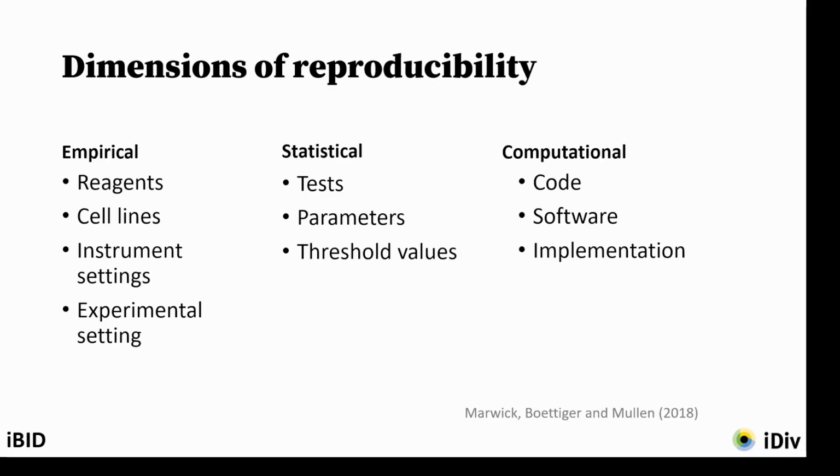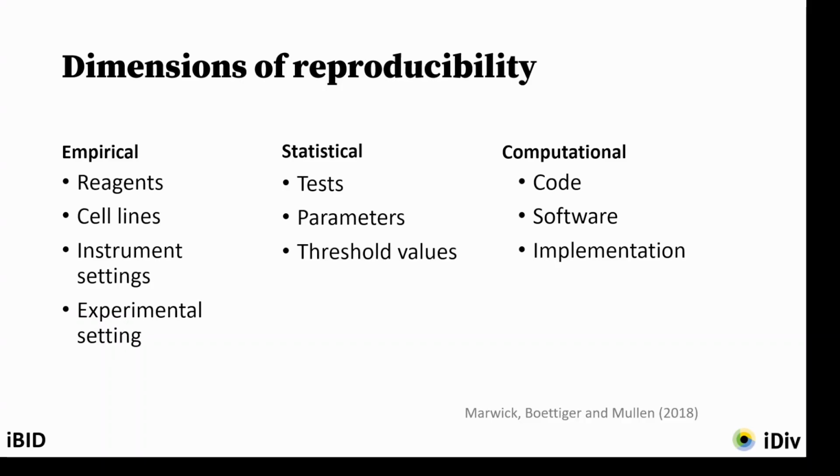Now, the empirical being the reagents that you use, the cells, the instrument setting, the experimental setting where you collect your data, and so on. The statistical being the tests and the parameters that we use for the analysis that we conduct. And the computational part is the code, the software, and the actual implementation of how you did those things.